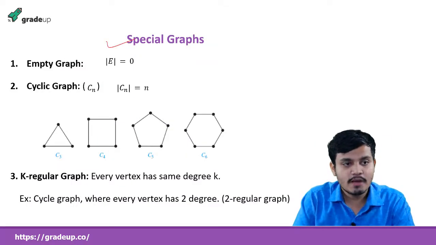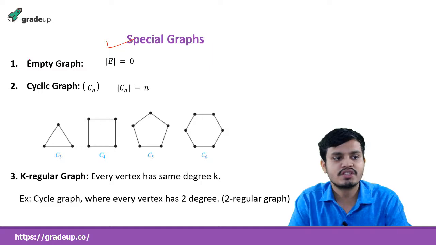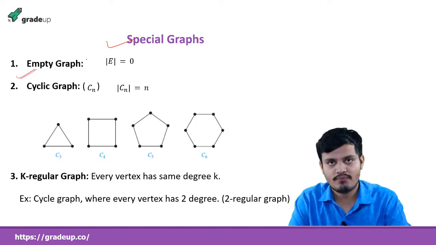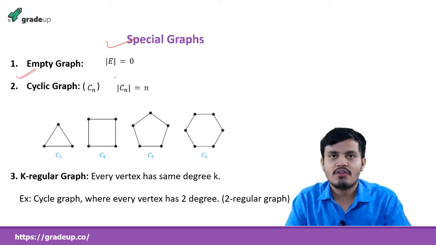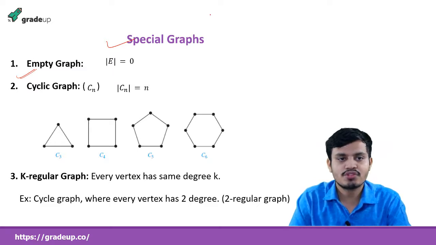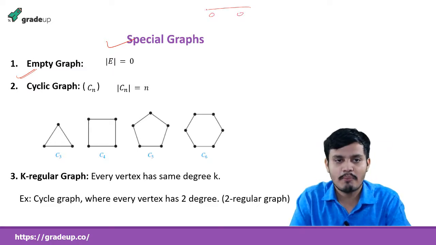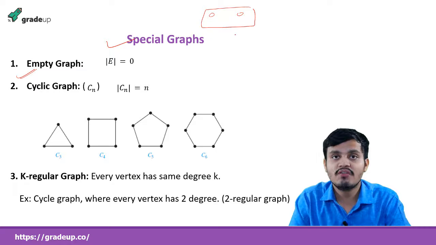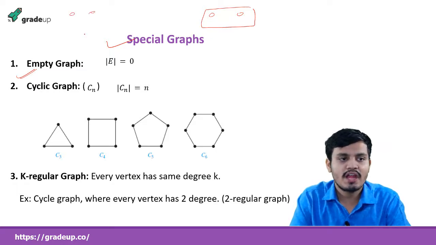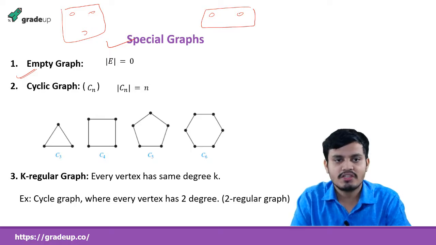Now we will be seeing some special graphs. The first graph is the empty graph. In an empty graph, the number of edges is 0. Suppose I draw it here. This is an empty graph because there is no edge, and you can draw it with any number of vertices. This is also an empty graph.